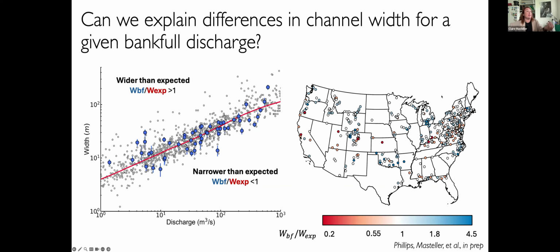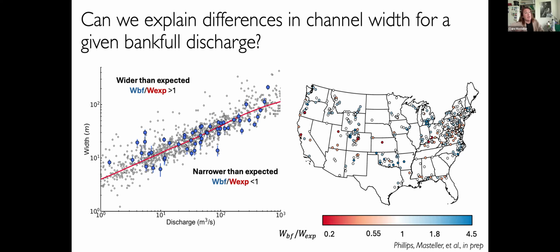And so if we look at that ratio in space, we can see that we get some pockets of red where our channels are narrower than we would expect. We get some pockets of blue where our channels are wider than we would expect, but we don't see clear and consistent spatial patterns between all of our data sets here.